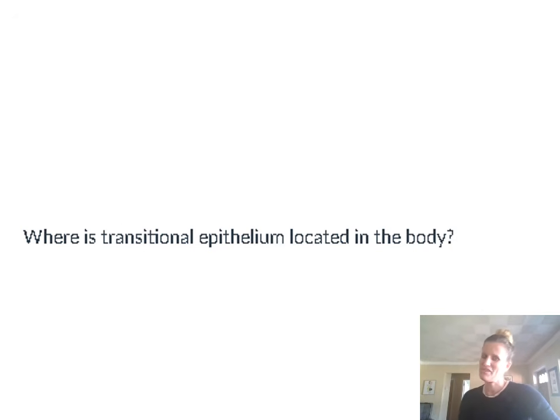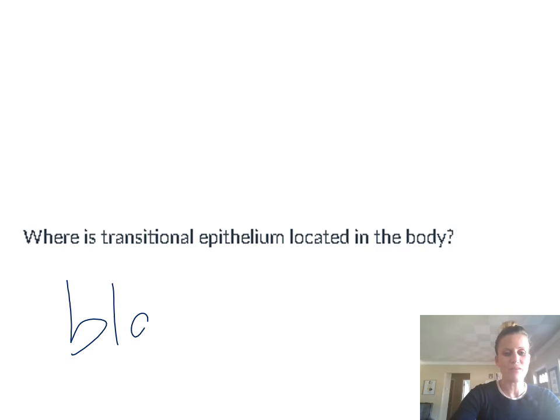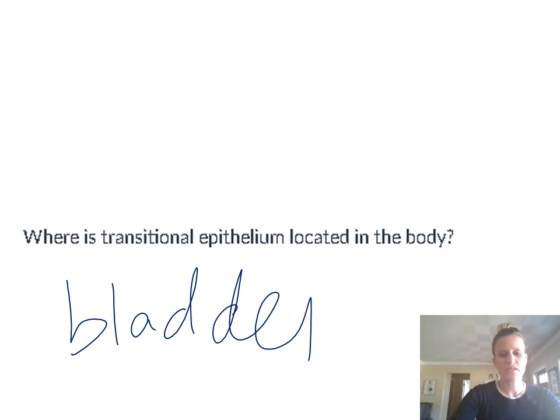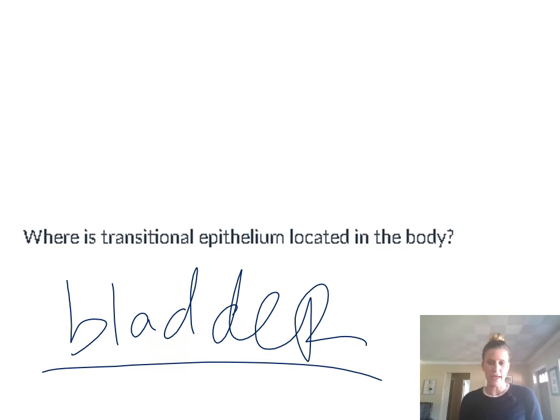Where is transitional epithelium located? Epithelium just refers to the membrane itself. Epithelial tissue is the kind of tissue. So that's why you see the words kind of different. But transitional epithelium is located in the bladder. This is the tissue that lines the bladder. That's why there are multiple layers to protect the tissue underneath.